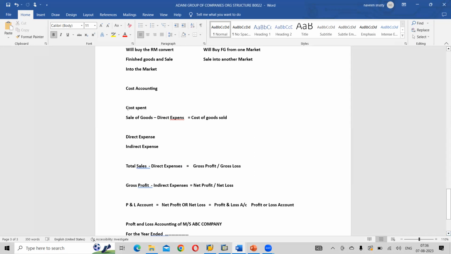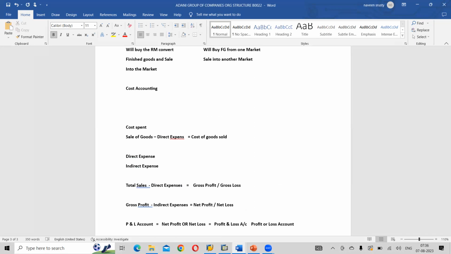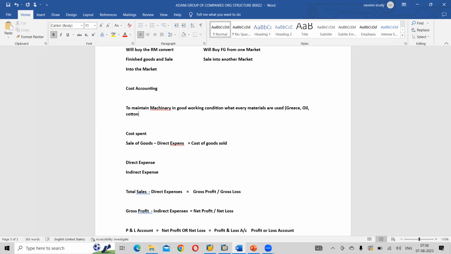For example, we use some sort of machinery in our day-to-day work. So here, to maintain machinery in good working condition, whatever materials are used, like grease, oil, lubricant oil, cotton, etc. All those materials are considered as consumable stores or utilities. Clear? Cleaning of machinery we will do with the cotton or whatever oil, right?